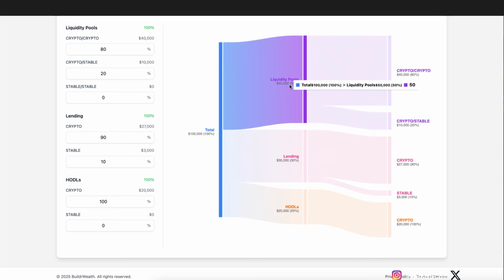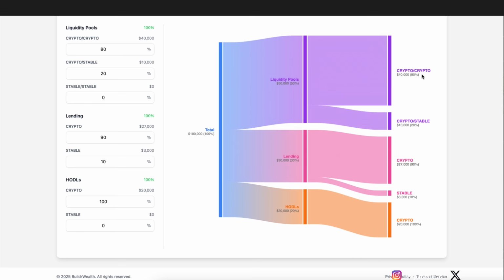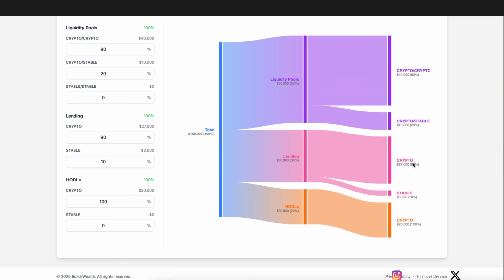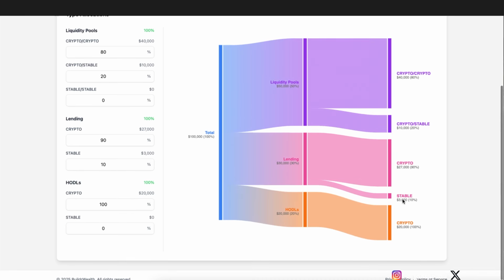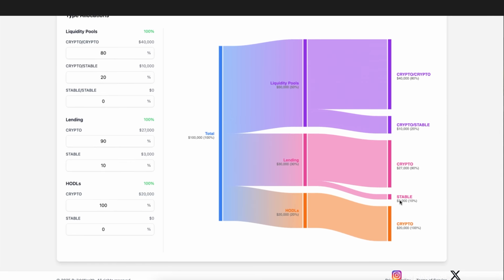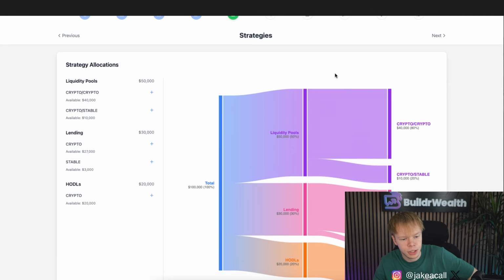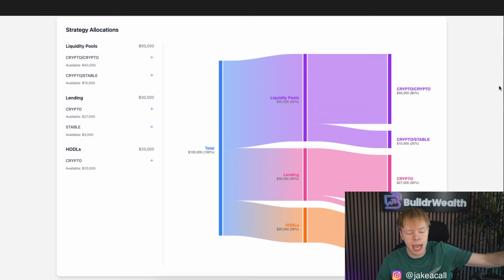50% in liquidity pools, in which 80% of that is split into crypto to crypto, 20% in crypto to stable, 30% in lending, in which 90% of that is in blue chip cryptos being lent out. The other $3,000 is waiting to be deployed upon dips, just stablecoins sitting there. And then 20% in HODLs, in which all of that is just in altcoins that have a lot of growth potential and have high utility. And then from there, we can start to create strategies. But I'm not going to be diving into that in today's video.